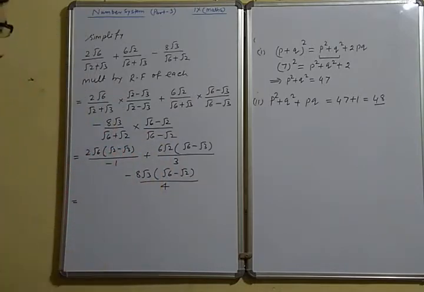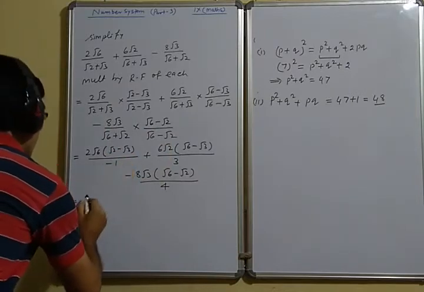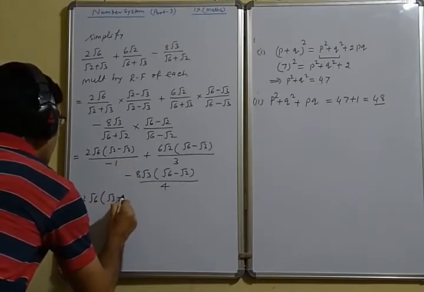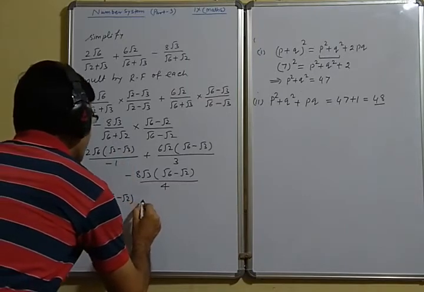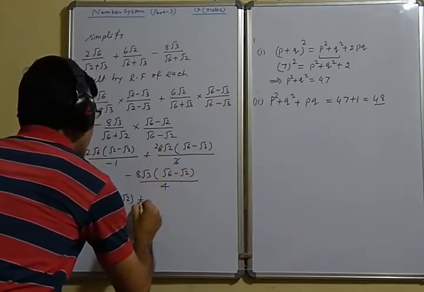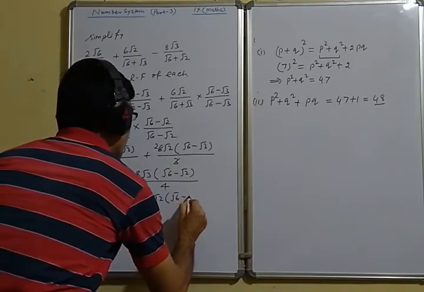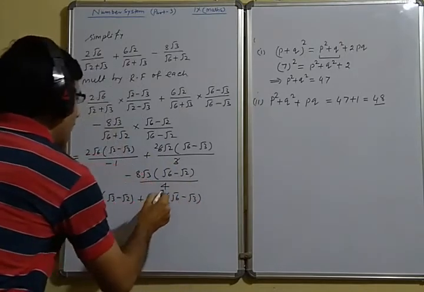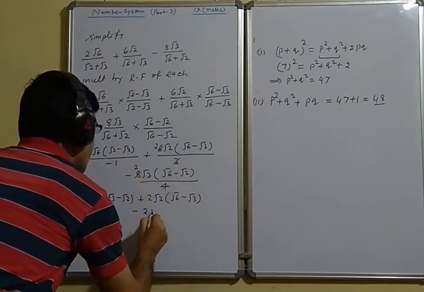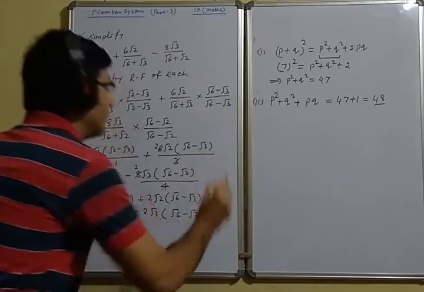Now we have to simplify it. So here you can change the sign. It becomes 2 root 6 in bracket root 3 minus root 2, plus, cancel out, 3 2s are 6. It becomes 2 root 2 in bracket root 6 minus root 3, and 4 2s are 8. So it becomes minus 2 root 3 in bracket root 6 minus root 2.